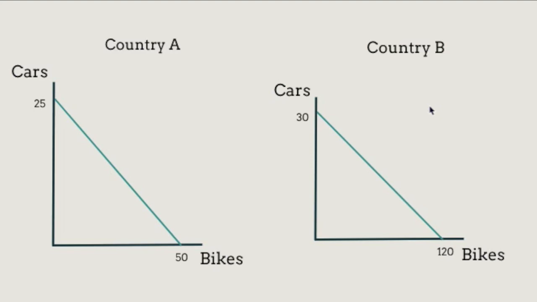A country has a comparative advantage if its opportunity cost of producing a good is lower than the opportunity cost its trade partner has for producing the same good. For example, in this case of country A and country B, we said that country A's opportunity cost of producing one more car was 2 bikes. And we said that the opportunity cost of country B for producing one more car was 4 bikes.